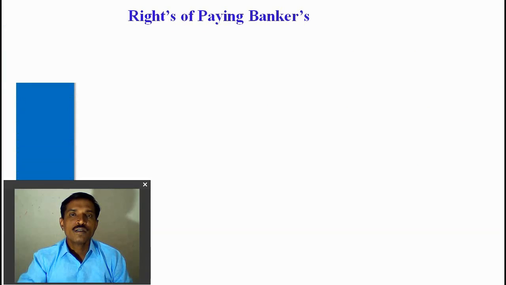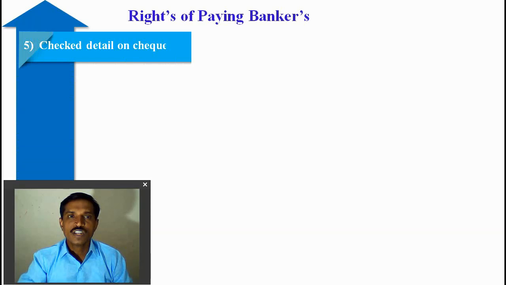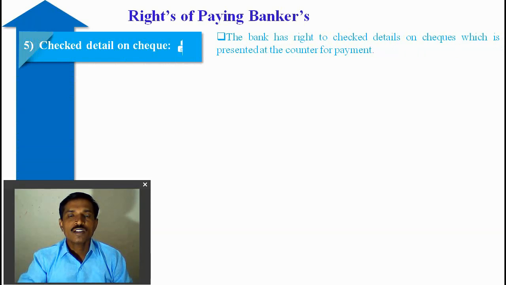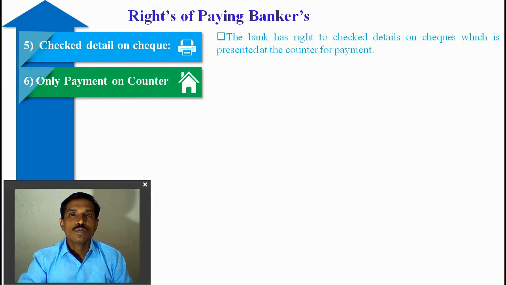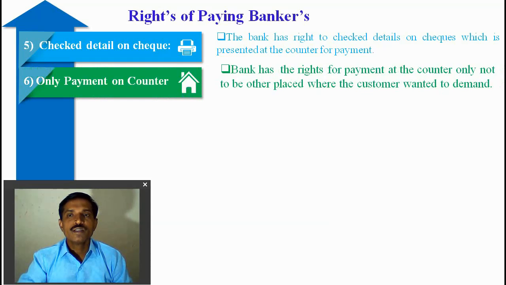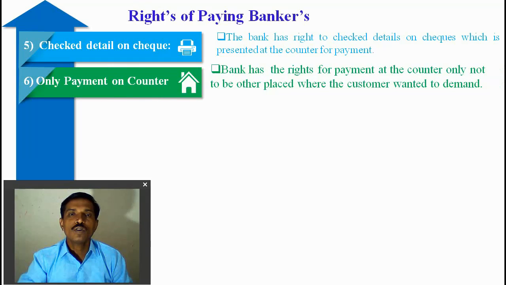The next right of the paying banker is to check the details on the check. Whatever details the customer writes on the check, right or wrong, the bank can check the account number and the account balance also. So the bank has the right to check the details on the check presented at the counter for payment on behalf of their customer. Next is payment only at the counter. The bank has the right to make payment at the counter only, not at other places where the customer may demand.